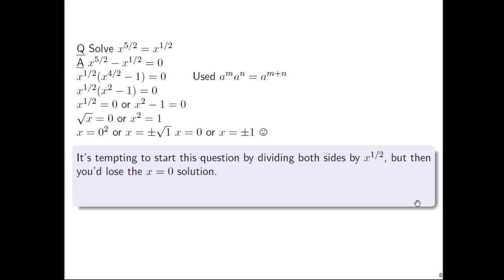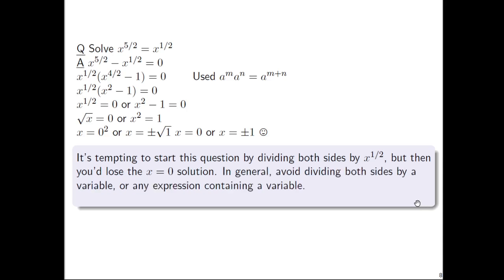So it's tempting to start this equation by dividing both sides by x to the 1 half. But if you did that, you'd end up losing the x equals 0 solution. So in general, please avoid dividing both sides by a variable, or even any expression containing a variable, such as x to the 1 half, because doing that, you may end up losing a solution. So instead, get all terms on one side and then factor.